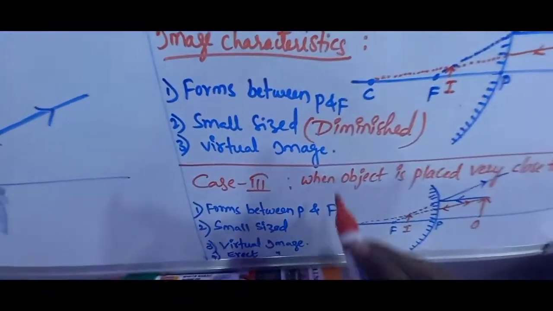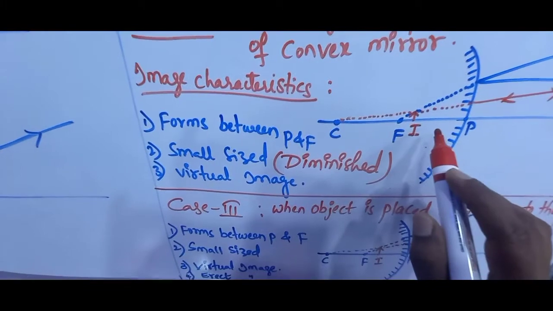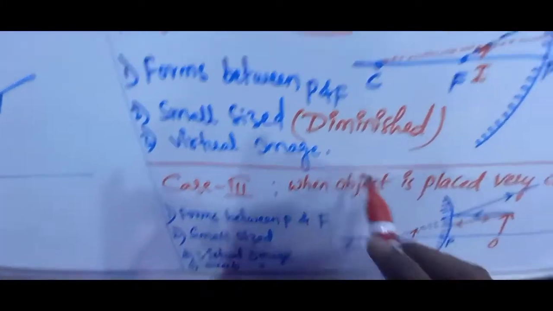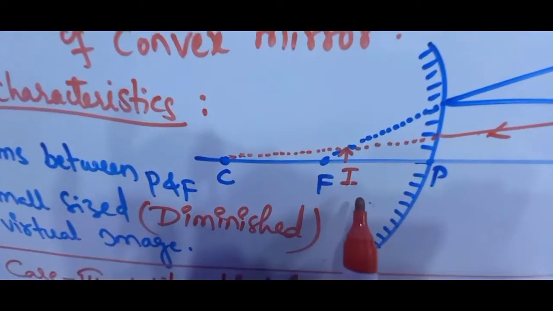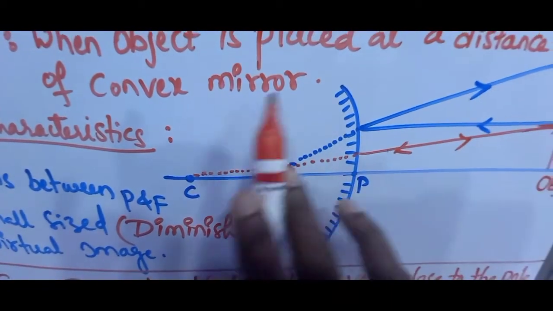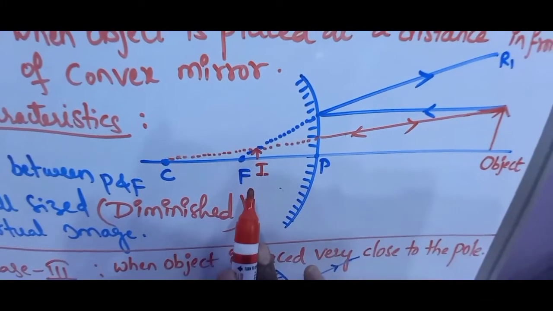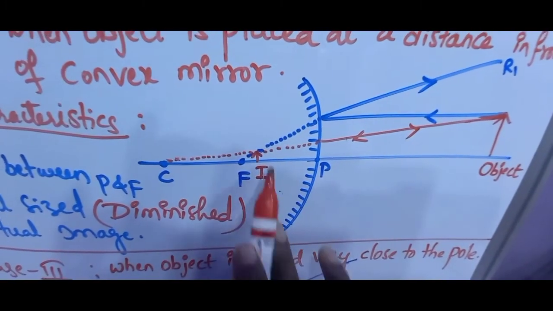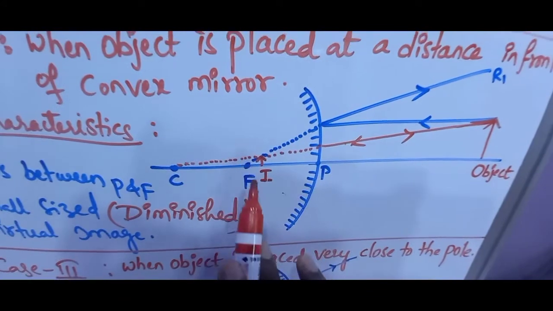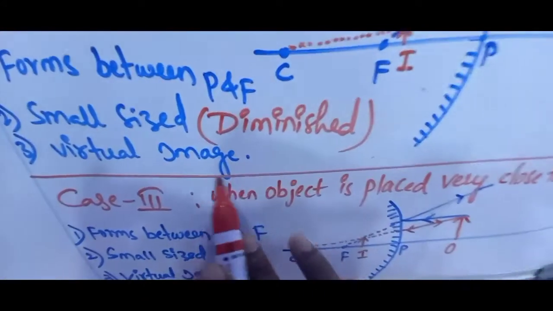A diminished image is formed here, a small-sized image, as you can see from the size here. And this is a virtual image, because this image also cannot be caught on your screen or on your paper. This is actually behind the mirror, beyond the mirror, and hence it cannot be caught on the screen. This image can be seen only when we look into the mirror, but it cannot be caught. Hence it is called a virtual image.